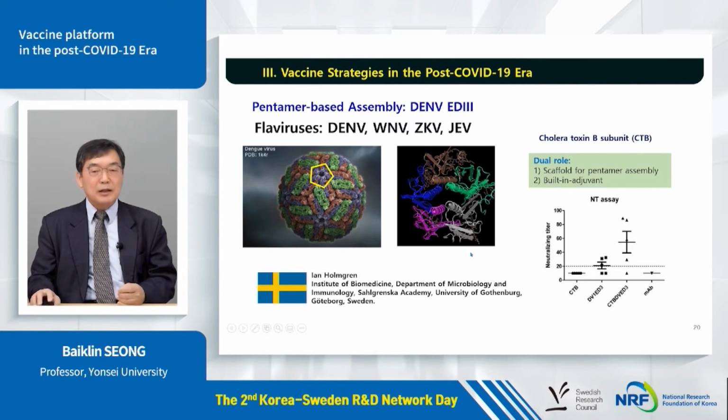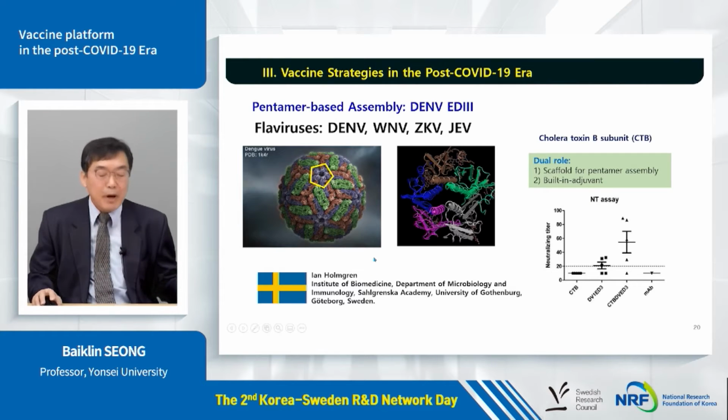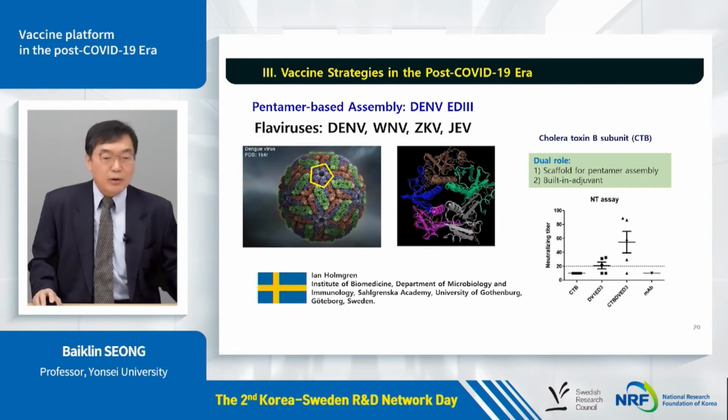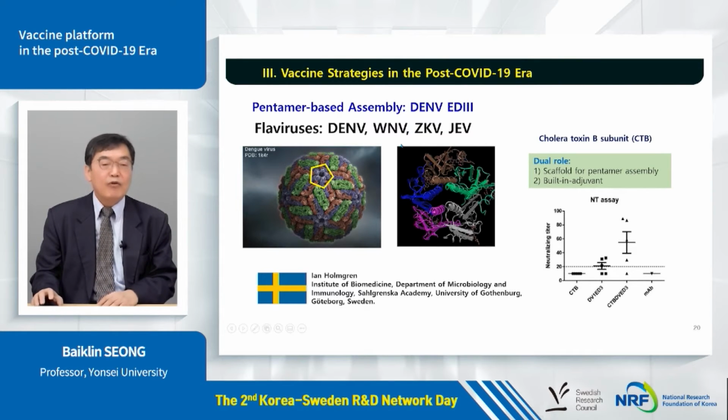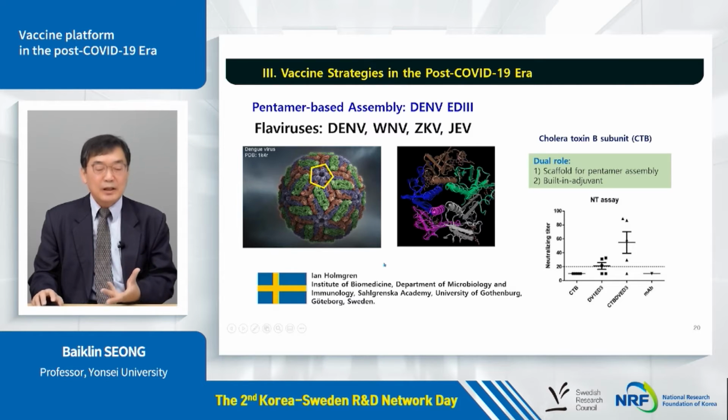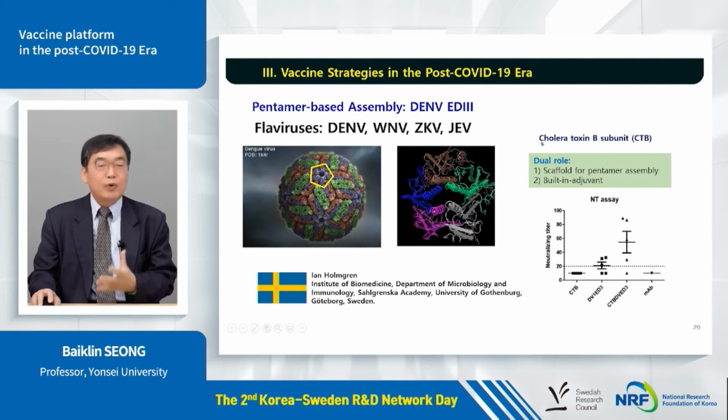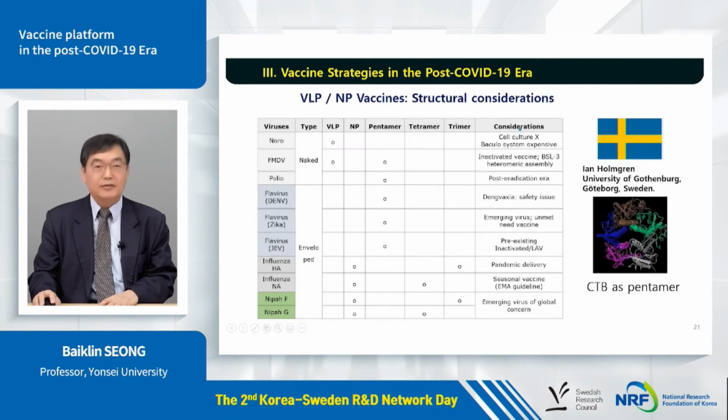I should not forget to mention an eminent scientist in Sweden, Jan Holmgren, who is affiliated with the University of Gothenburg. He used to be a scientific advisory board member at the International Vaccine Institute in Korea. And I have established a long friendship with Dr. Holmgren. Through this collaboration, his inspiring method for the cholera toxin B scaffold pentameric assembly was instrumental for the vaccine prototypes for the dengue, West Nile, and Zika viruses.